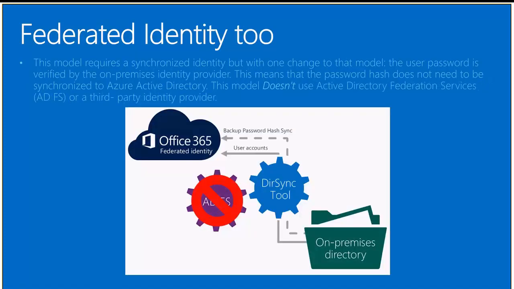Okay, what about if we don't want to use the ADFS? Well, yes, you can have a federated identity without an ADFS. In this model, a synchronized identity with one change to the previous, is that the user password is verified by the on-premise identity provider. This means that the password hash does not need to be synchronized to the Azure Active Directory, which is, again, the backend server of Office 365. And this model doesn't use the Active Directory Federation Services, so no ADFS or a third-party identity provider.